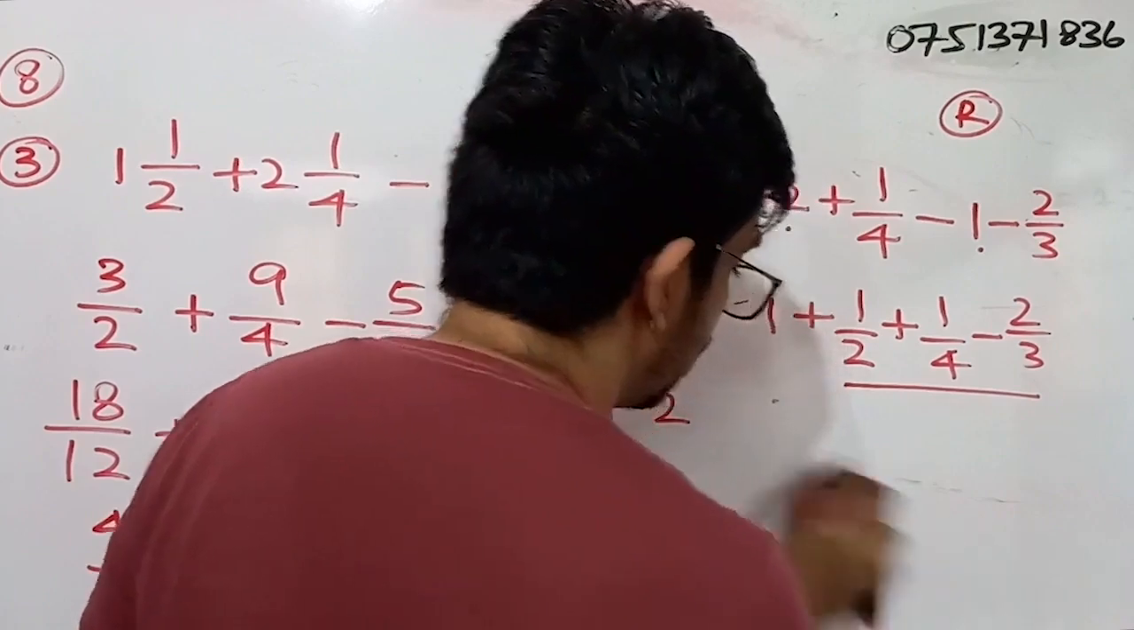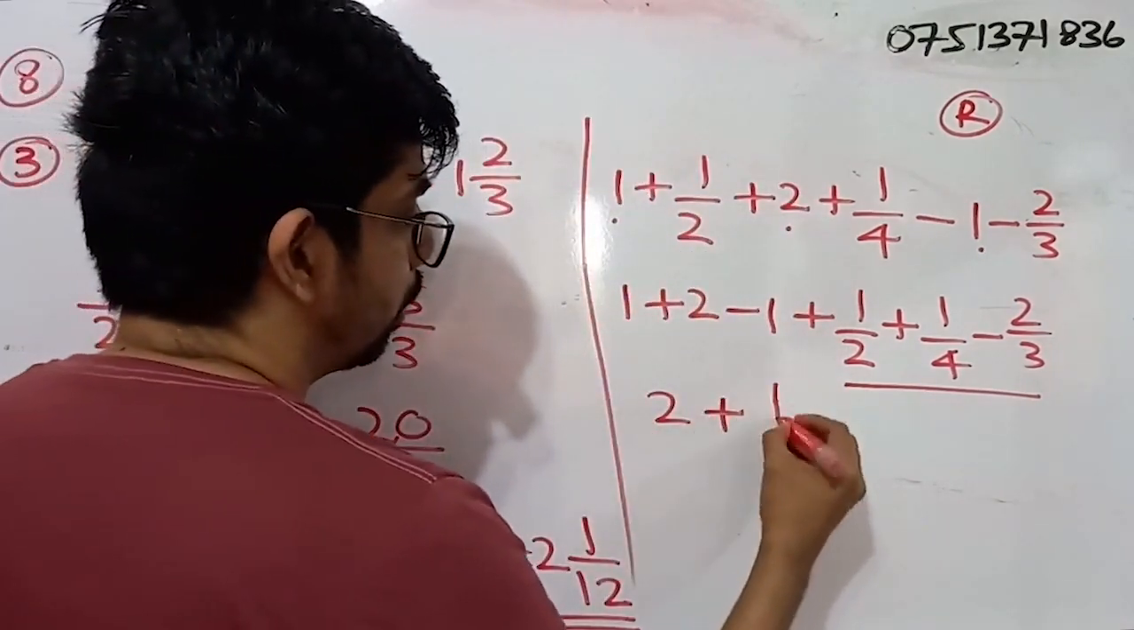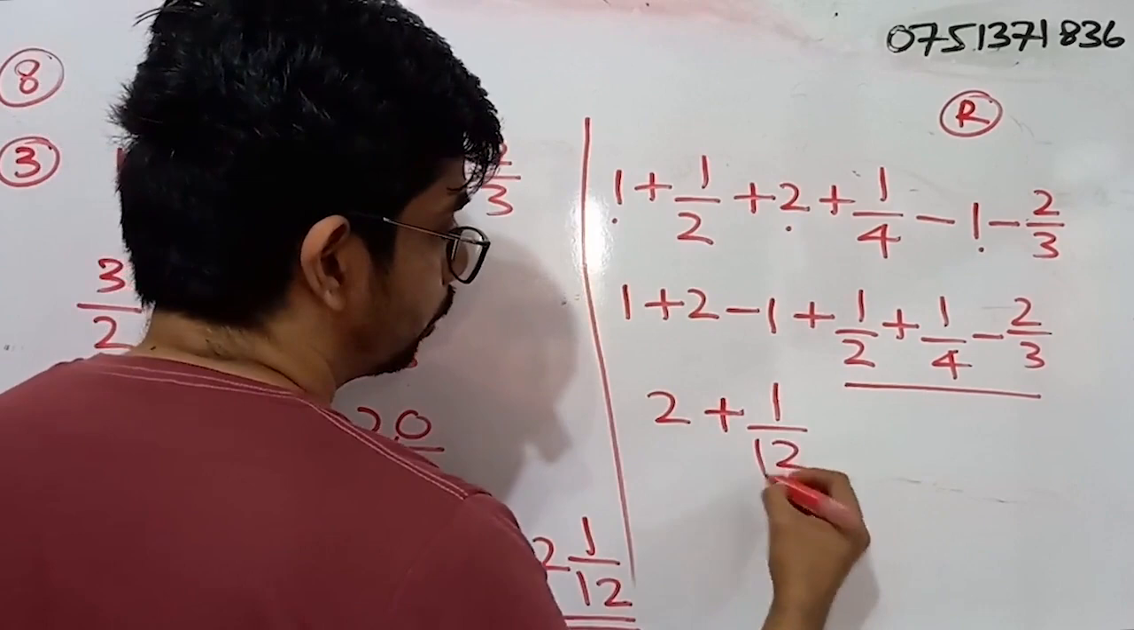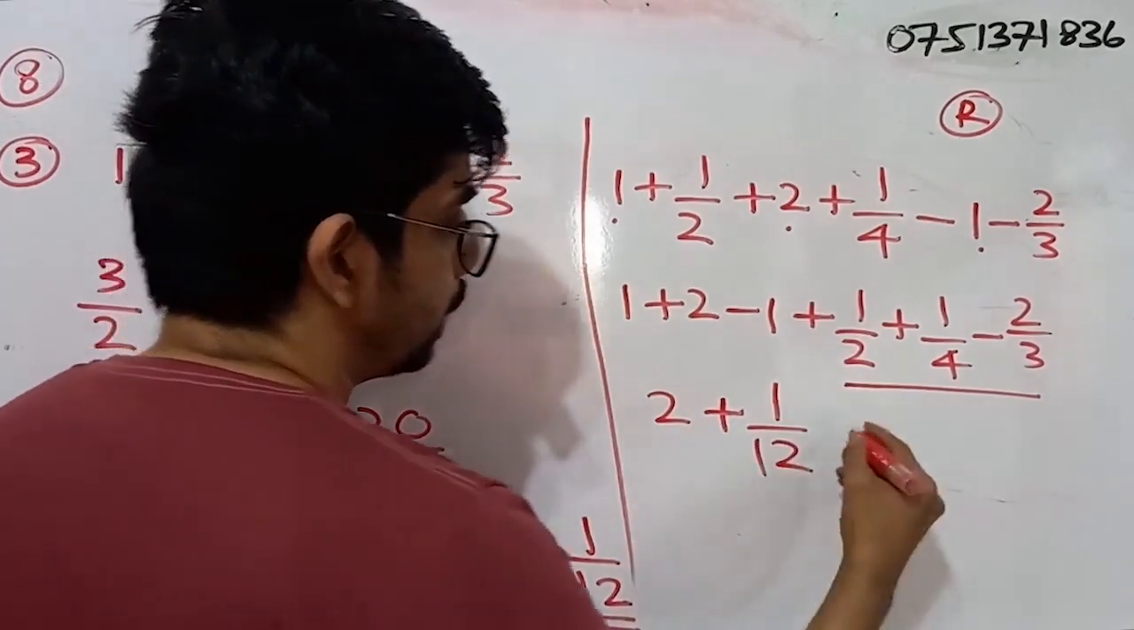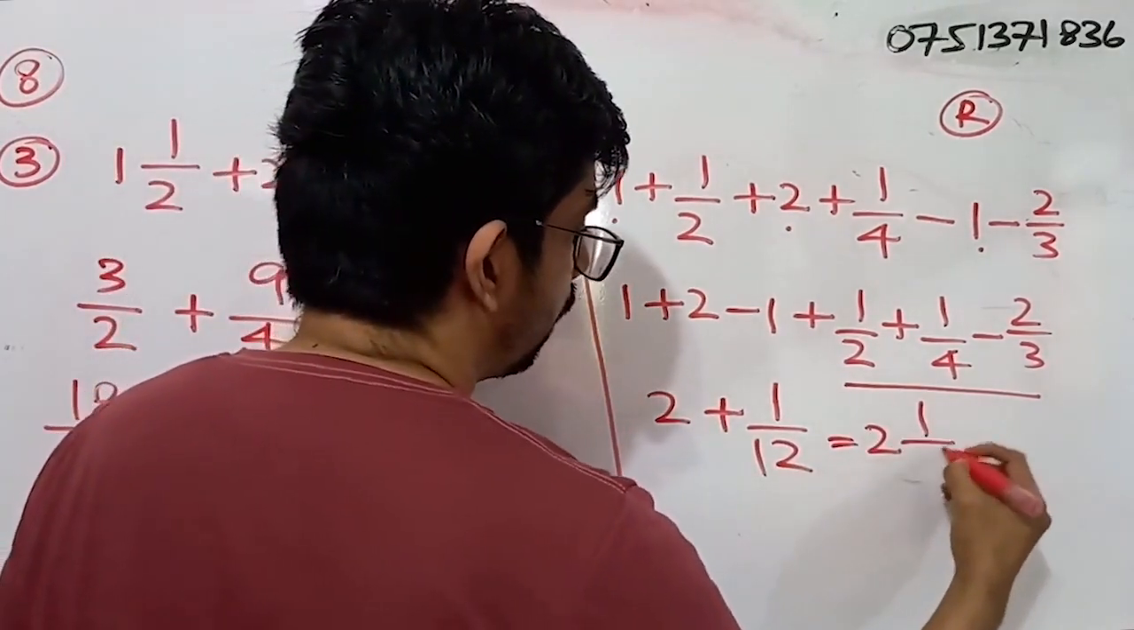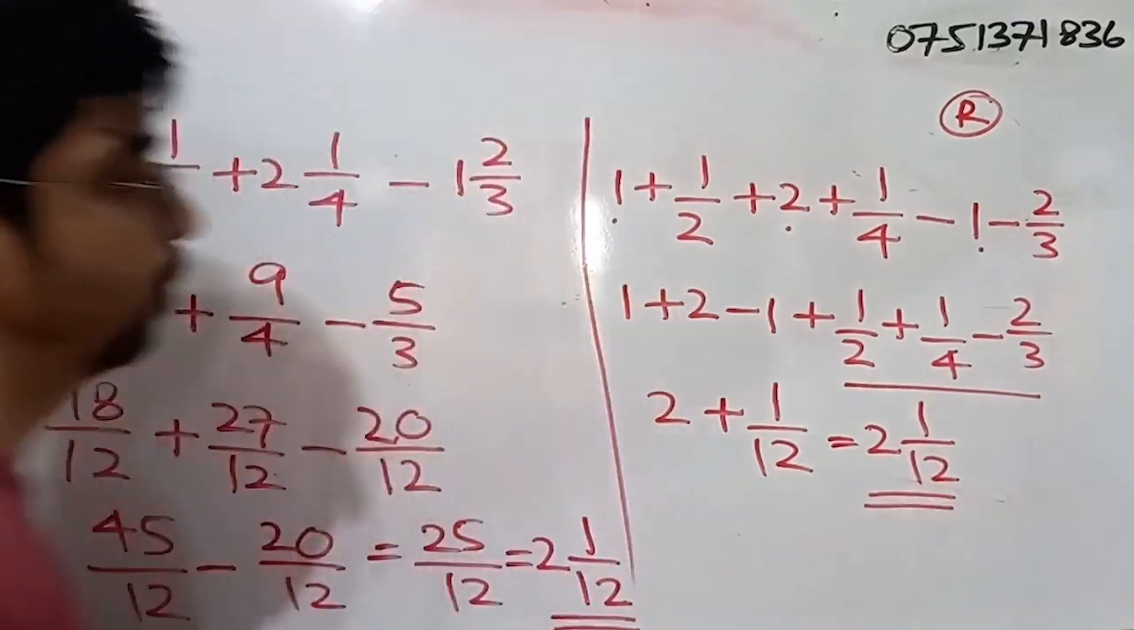Positive 1 by 4. So plus positive 1 by 12. So when we simplify this, we get what? 2 and 1 by 12, just as before.